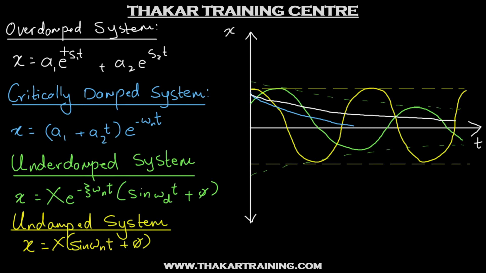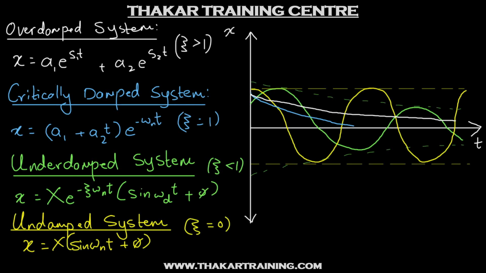Okay. So for the overdamped system, what did we have? We have zeta which was more than 1. And for the critically damped system, zeta will be equal to 1. For the underdamped system, zeta was less than 1. And what will be zeta for an undamped system? What is the value of c for an undamped system? It is 0, right? So for an undamped system, zeta will be 0.